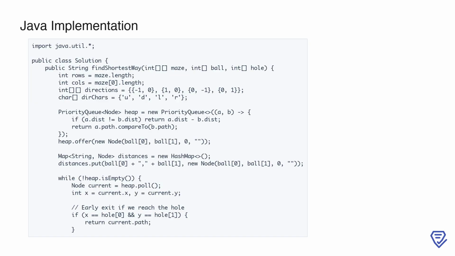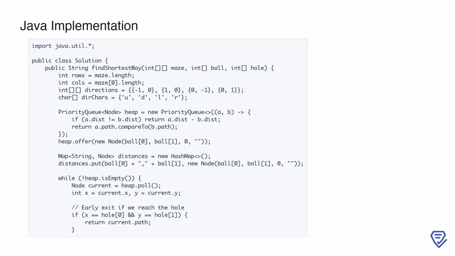Next, we initialize a priority queue, heap, to store our nodes during traversal. The nodes are prioritized first by distance and then lexicographically by their path, ensuring that shorter paths and lexicographically smaller strings are preferred. We add the starting position of the ball to this heap with a distance of 0 and an empty path. A hash map, distances, is used to store the shortest distance and path to each reachable position, with the ball's starting position initialized accordingly. Now, we enter the main loop where we process nodes from the heap.